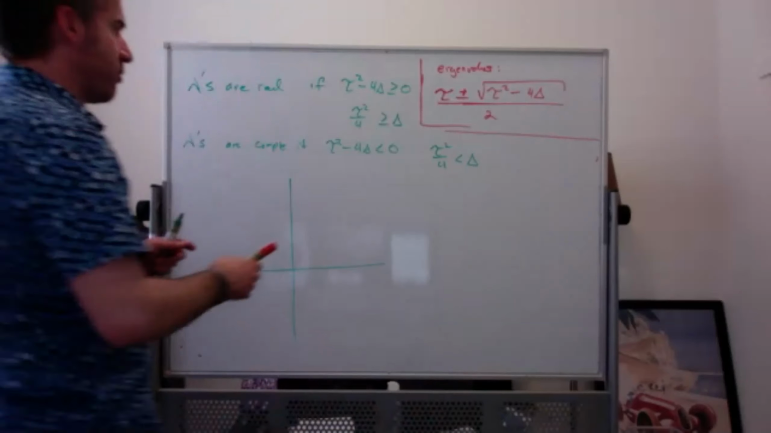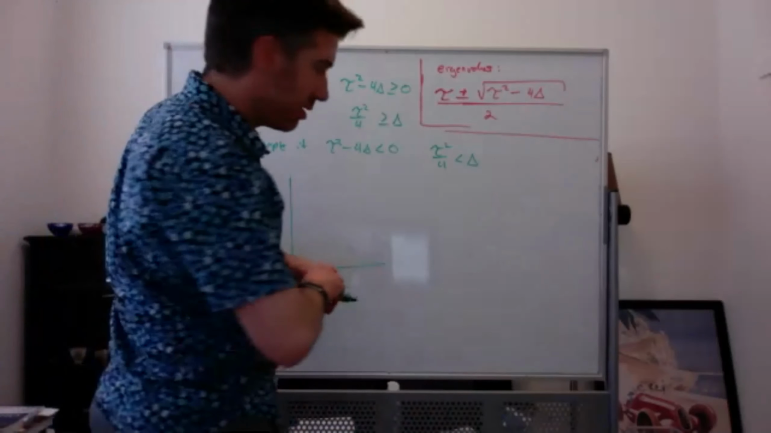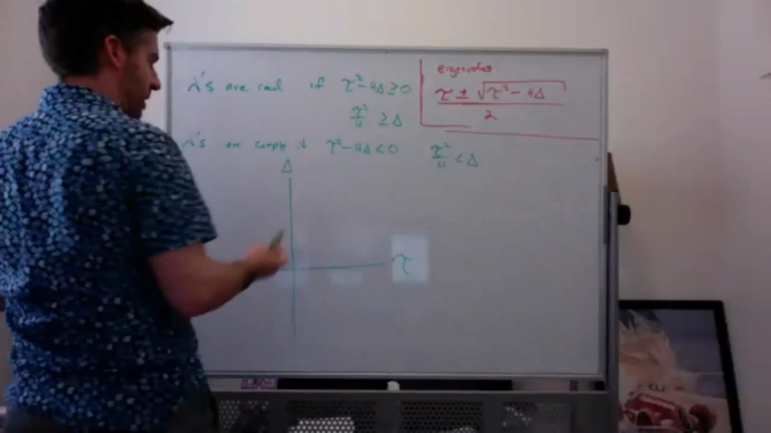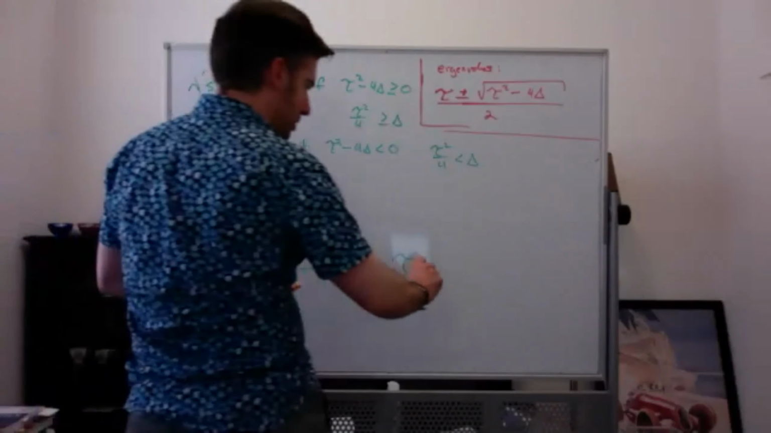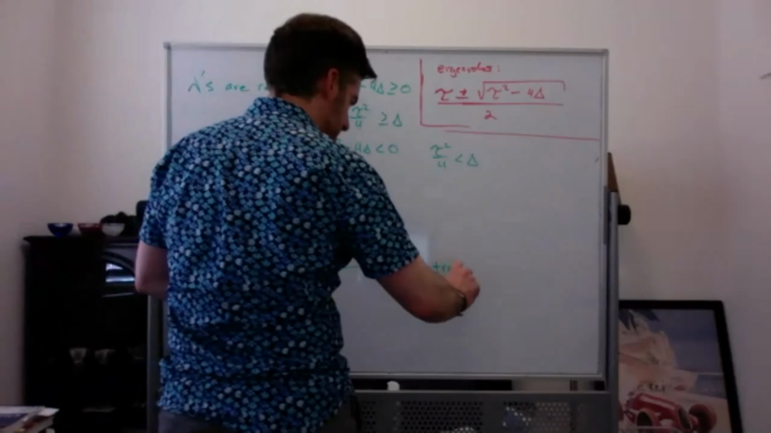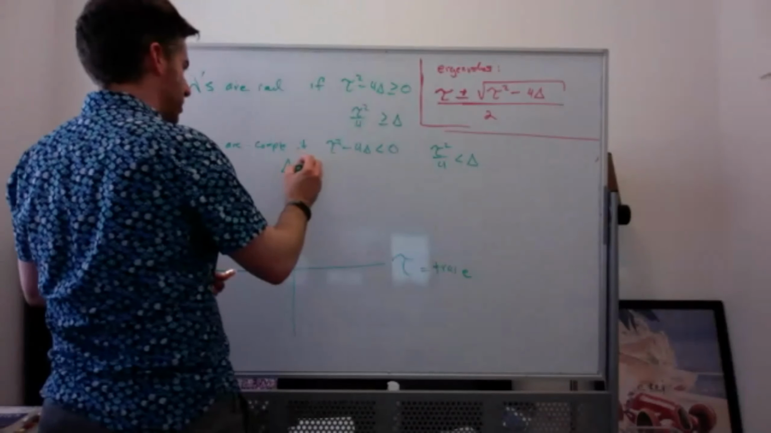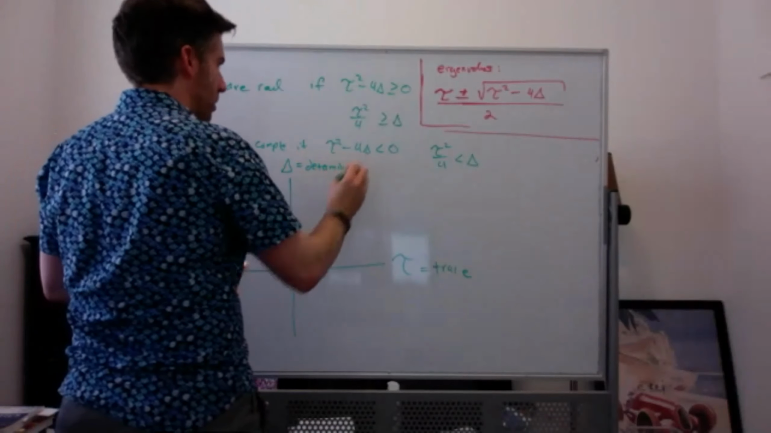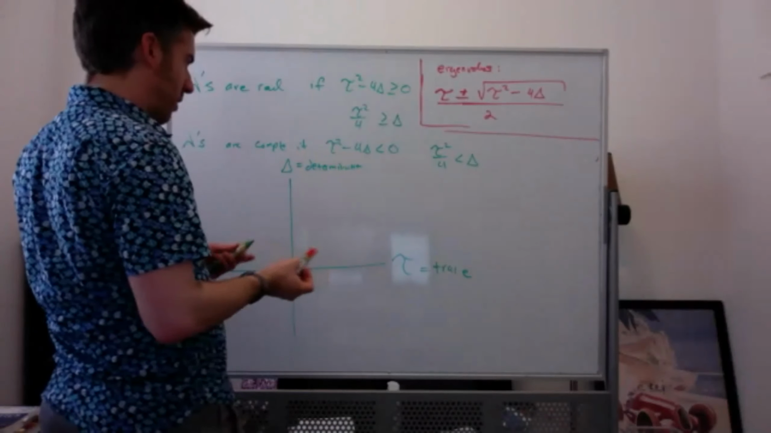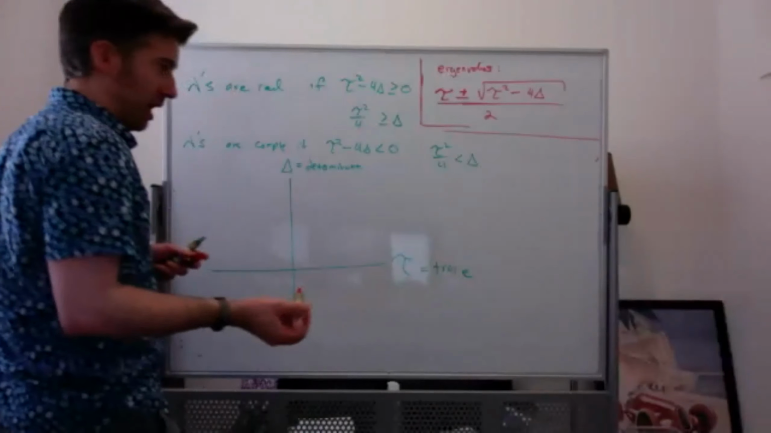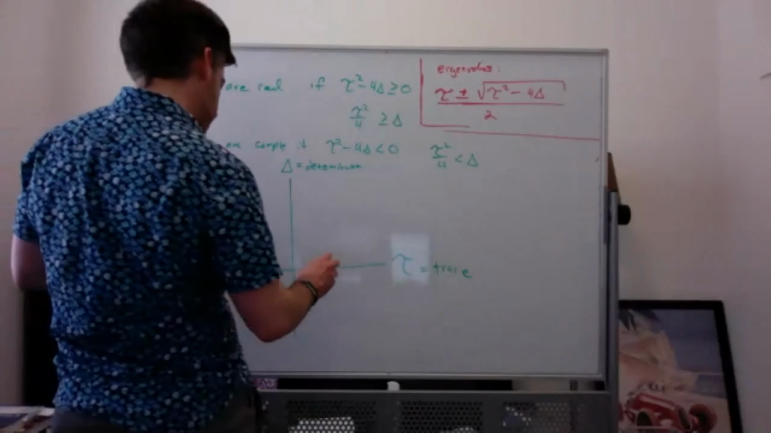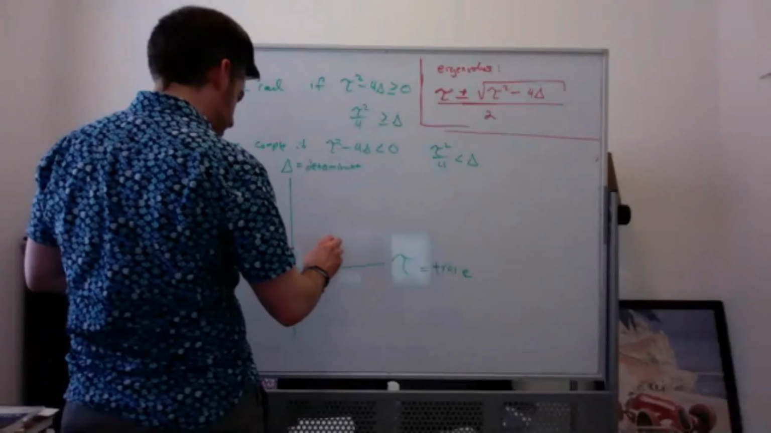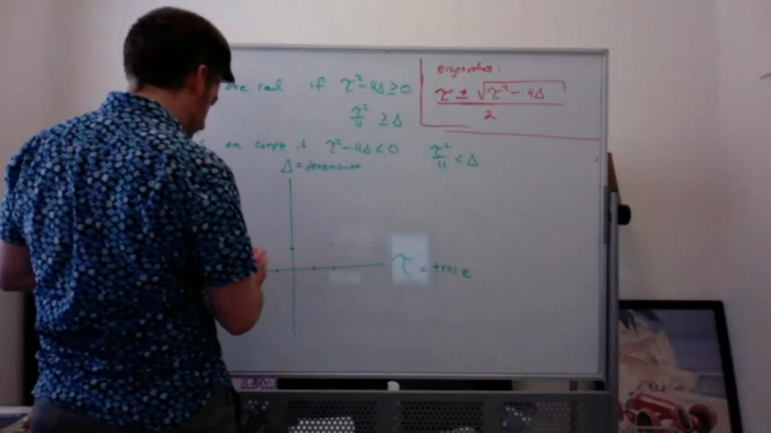We're going to graph the parabola. We're going to call this the tau axis and this the delta axis. And again, remember, tau is the trace. Delta is the determinant. And I'm going to graph the parabola delta equals tau squared over 4. I could try and graph it nicely, but it doesn't really matter that it looks nice.